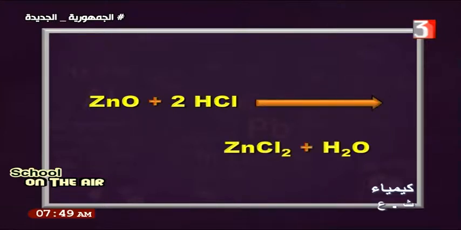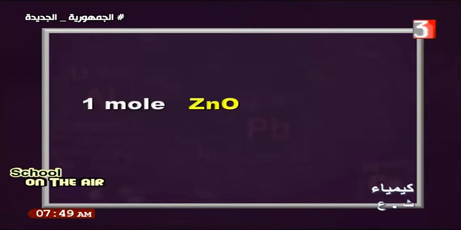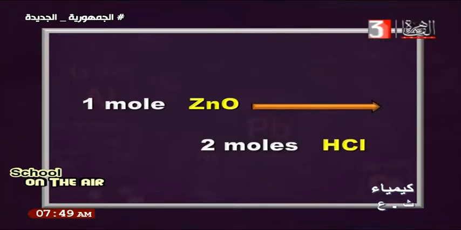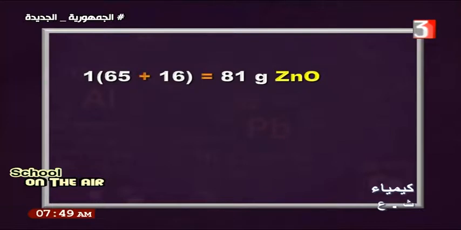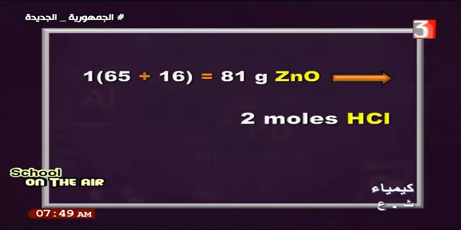Then the reaction occurs between zinc oxide and hydrochloric acid, giving zinc chloride and water. So 1 mole of zinc oxide reacts with 2 moles of hydrochloric acid. Then the molar mass of zinc oxide, as shown on the screen, reacts with 2 moles of hydrochloric acid.